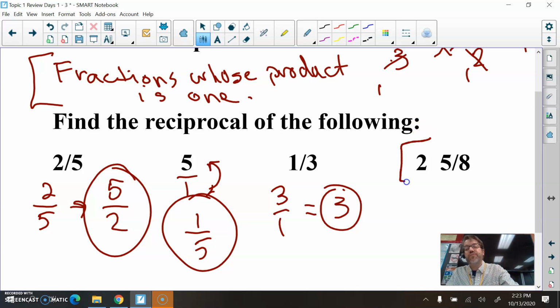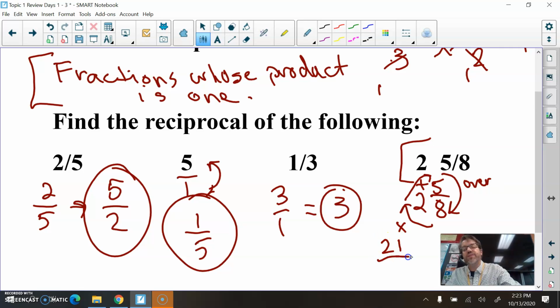Now look at this one. We have 2 and 5/8. So what do I do with that? Well, it would help to write it like this. And then, the first thing I have to do is rewrite it as an improper fraction. So 2 and 5/8, if I go around the horn, 8 times 2 is 16, plus 5 is 21, and we can put that over 8. Okay, so we have 21/8. Is that its reciprocal? No, all I did was rewrite it as an improper fraction. Its reciprocal then is found by flipping it over, and we get 8/21.